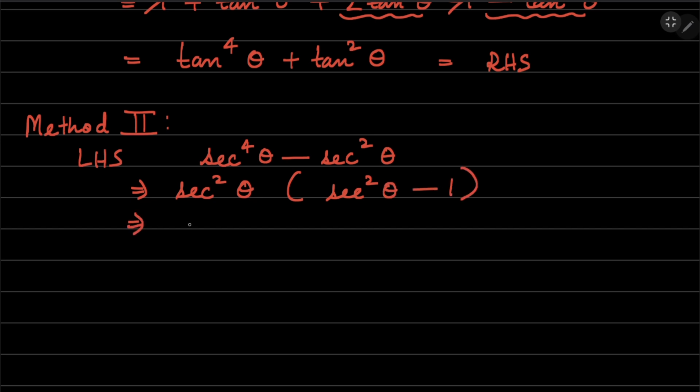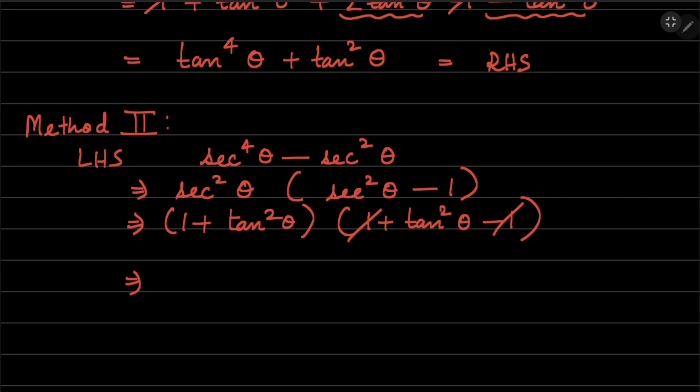Now, what is the secant square theta? I can write it as 1 plus tan square theta. Inside also, instead of secant square, I'll replace it with 1 plus tan, because in the RHS, I only need tan theta. Minus 1. Plus 1 minus 1 gets cancelled. So this is nothing but 1 plus tan square theta multiplied by tan square theta.